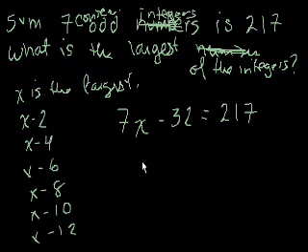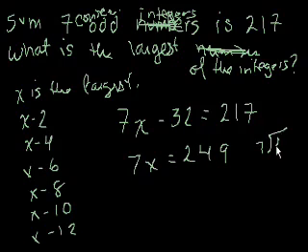217. And we just solve for x. 7x is equal to, let's see, if we add 32 to both sides of this equation, we get 249. Let's see, 7 goes into 249. Is that right? Did I do this addition properly? I want to make sure.